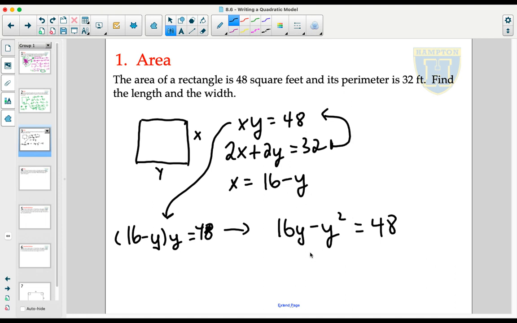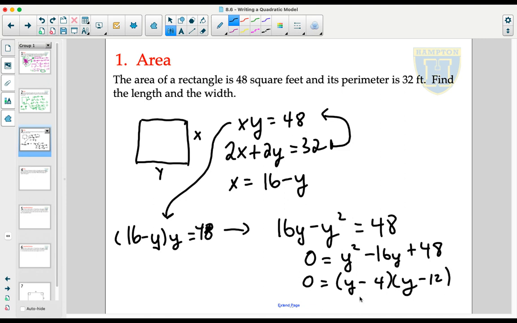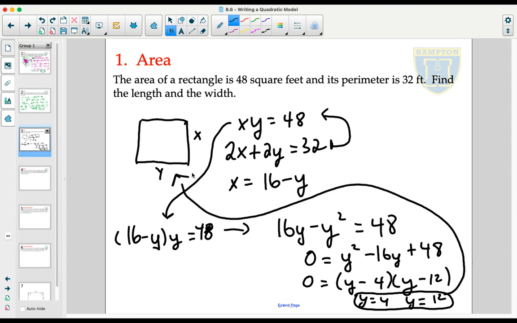Solving this for 0, I move all the terms over to the right-hand side. We get the polynomial y squared minus 16y plus 48. Factoring that, we get two solutions, y is equal to 4 and y is equal to 12. Now, the unique thing about this answer is that it would seem that both of these are good answers. Both of these could be values for x and for y, and that's true. You could make y equal to 4 or make y equal to 12.